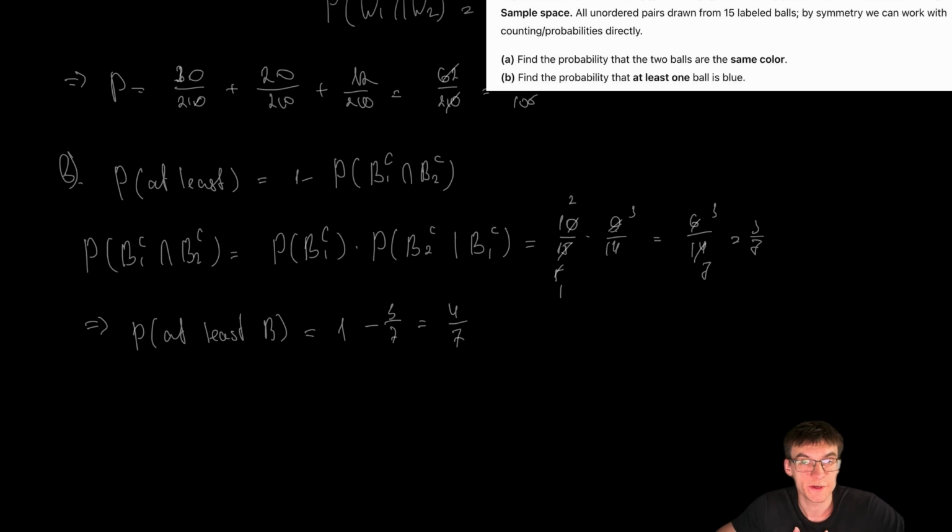And as I promised, here's a bonus problem. In a family with 2 children, at least one kid is a girl. So we have to find the probability that both kids are actually girls.